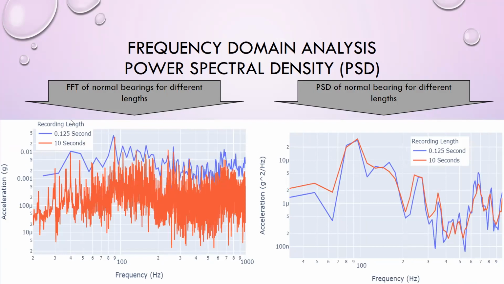So here you can see again the effect of the length for the bearings. The blue one in the left diagram, the length is 0.125 seconds, less than 1 second, but the red one is 10 seconds. And you can see the FFT results are very different, but PSD is almost the same for both lengths. As you can see, the length does not have any significant effect on the results.